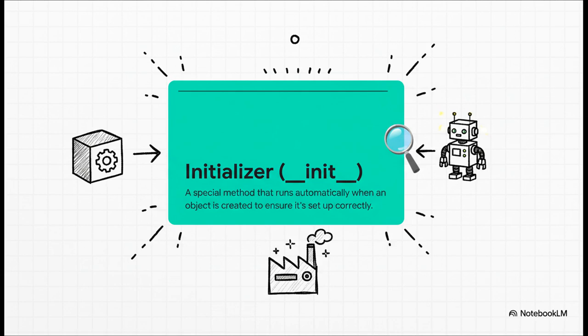And here's the hero of our story, the initializer. You'll see it written as underscore underscore init underscore underscore, with those double underscores on each side. People often call them dunder methods. This is a special, magical method that Python guarantees will run the instant an object is created. Its entire job is to initialize the object and make sure it's in a valid state from the get-go.